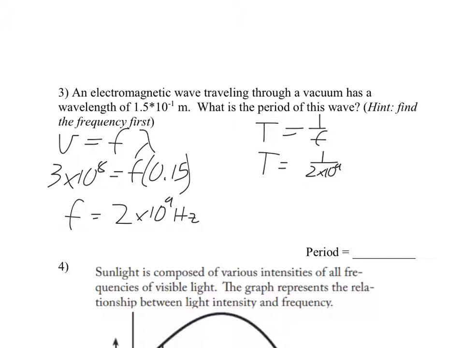So let's see what we get there. I think we get 5 times 10 to the negative 10 seconds. So a really small amount of time. And that makes sense. If our frequency is 2 billion, that means it's oscillating up and down 2 billion times a second. So if the period is the time for one oscillation, it's got to be a really small number.